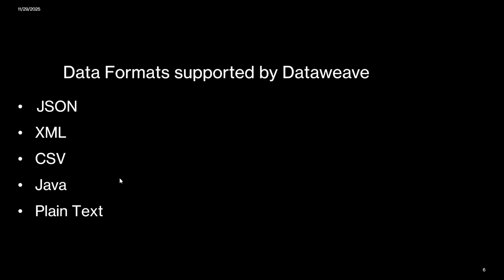So these are some formats supported by DataWeave, like JSON, XML, CSV, Java, plain text. There are many other formats as well that DataWeave supports. It means DataWeave can convert or transform data from JSON to XML, JSON to CSV, JSON to Java, JSON to plain text. So likewise, there are other data formats as well, but I have taken some of the examples here.